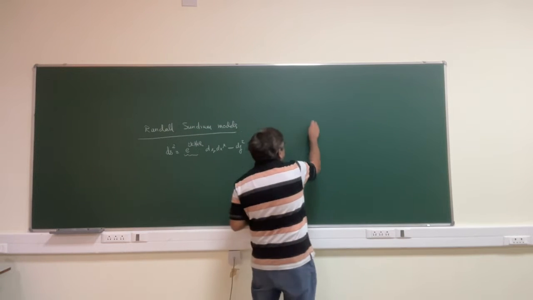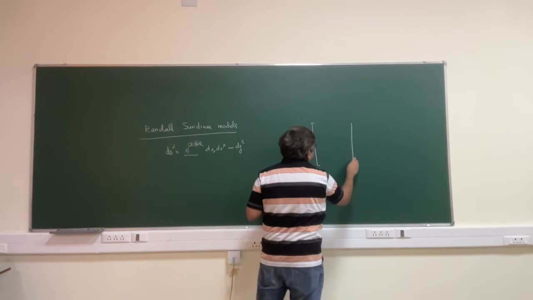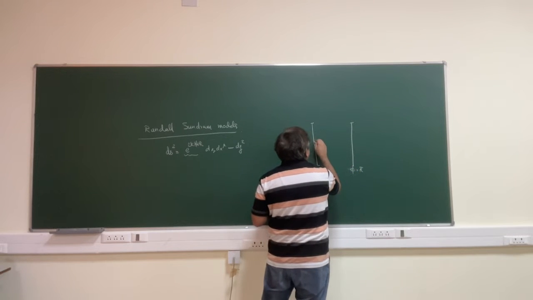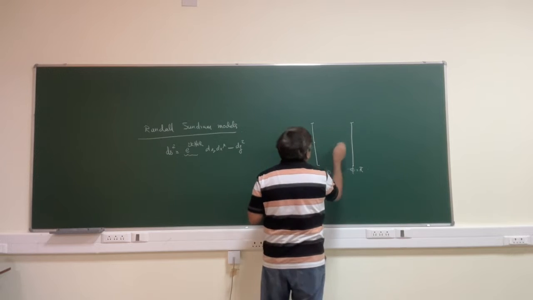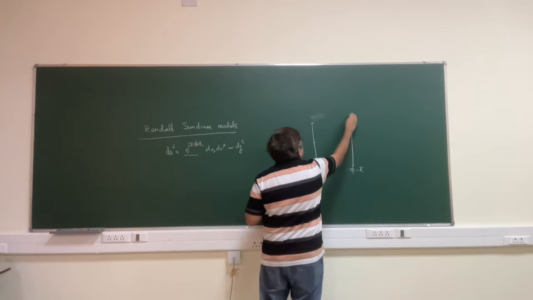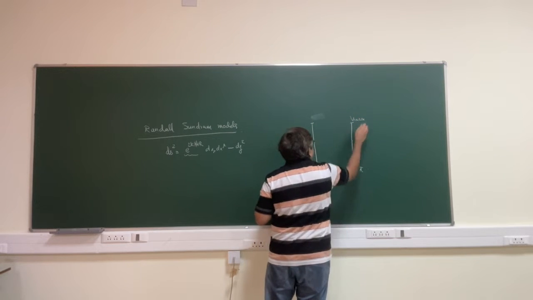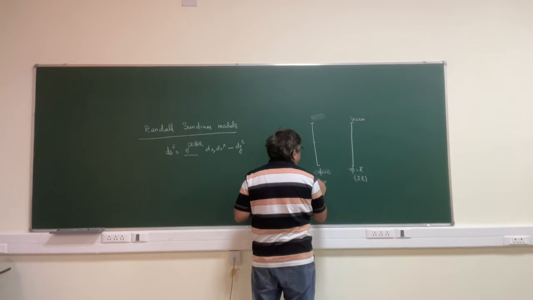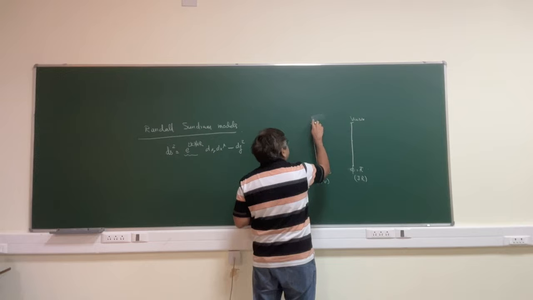Essentially, we have a setup in which we have two branes, at y equal to 0 and y equal to phi r, or phi equal to 0 and phi equal to pi, and each one of them is called something. This is called the IR brane, or the visible brane. This is called the UV brane, and this is called the hidden brane.